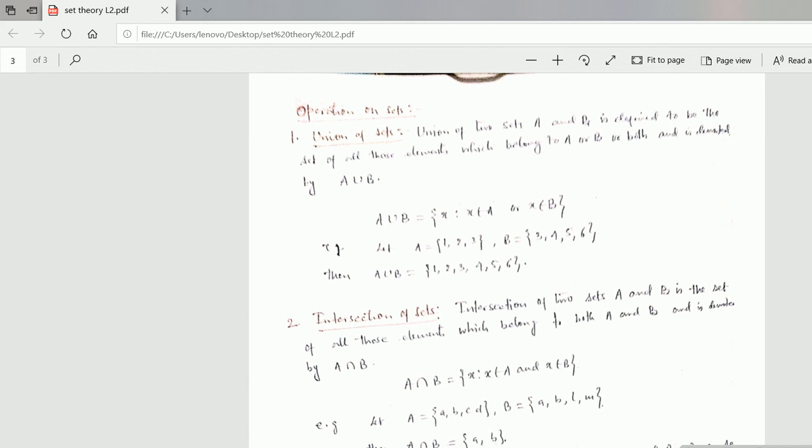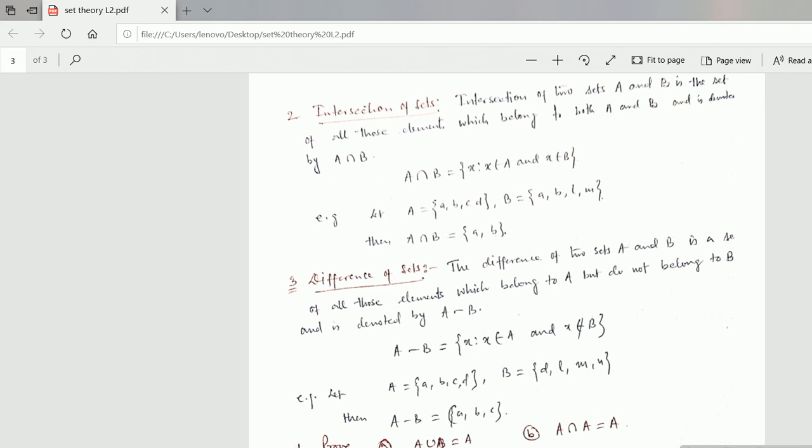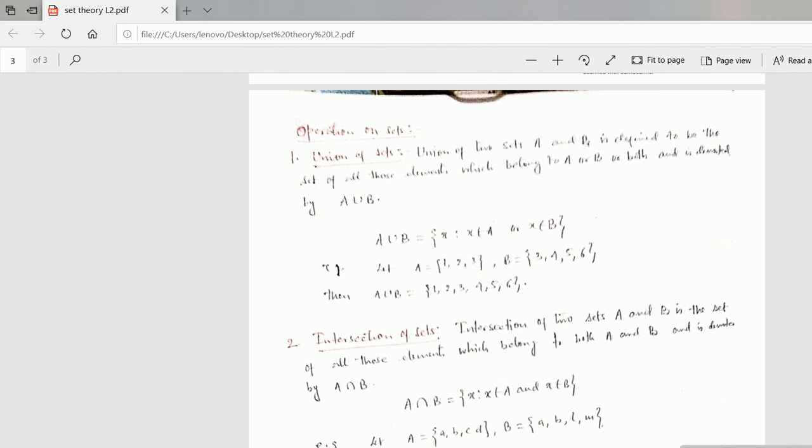Now we'll discuss operations on sets. What are the operations? Like union of sets, intersection of sets, difference of sets, etc. We will discuss one by one. First we'll discuss union of sets. What does it mean? The union of two sets A and B is defined to be the set of all those elements which belong to A or B or both, and is denoted by A union B.